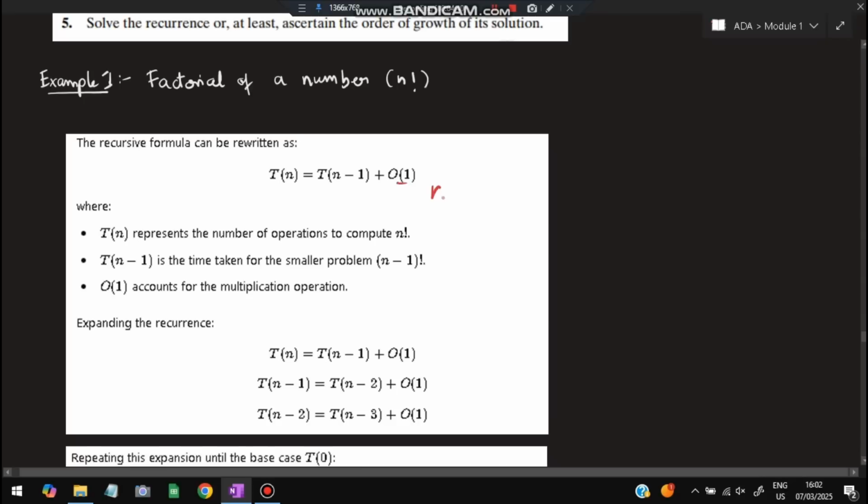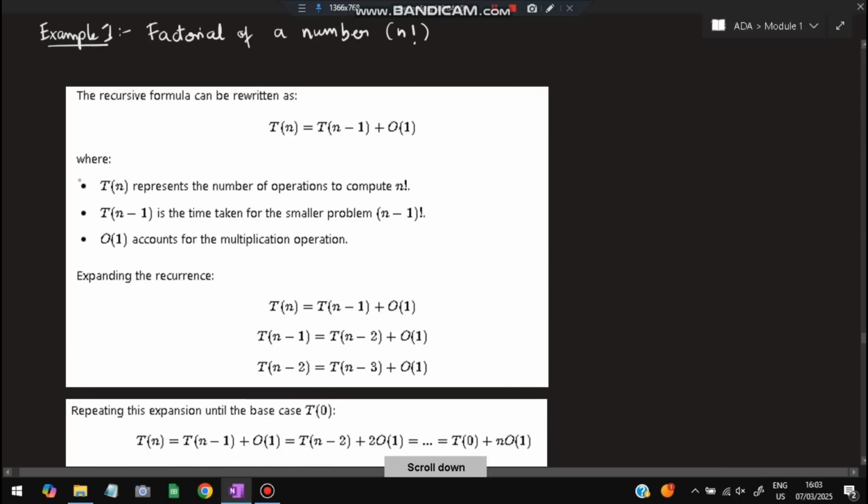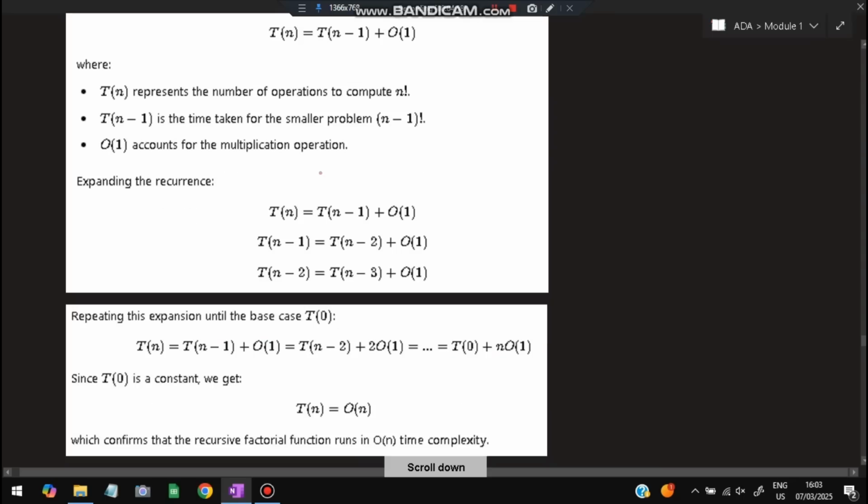What is n factorial? n into n minus 1 factorial, right? This is what I discussed: 5 factorial is 5 into 4 factorial, n minus 1 is taken here. Now T of n represents the number of operations to compute n factorial. T of n minus 1 means the operations for n minus 1 factorial. O of 1 is the time the multiplication operation takes. Now T of n is T of n minus 1 plus O of 1.